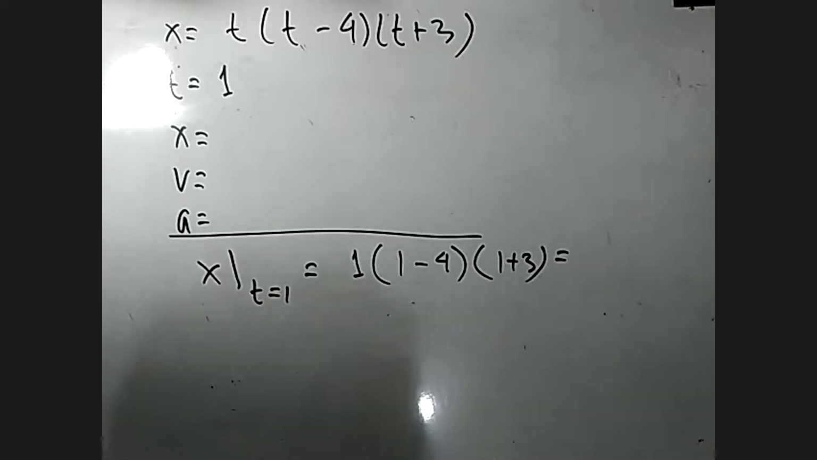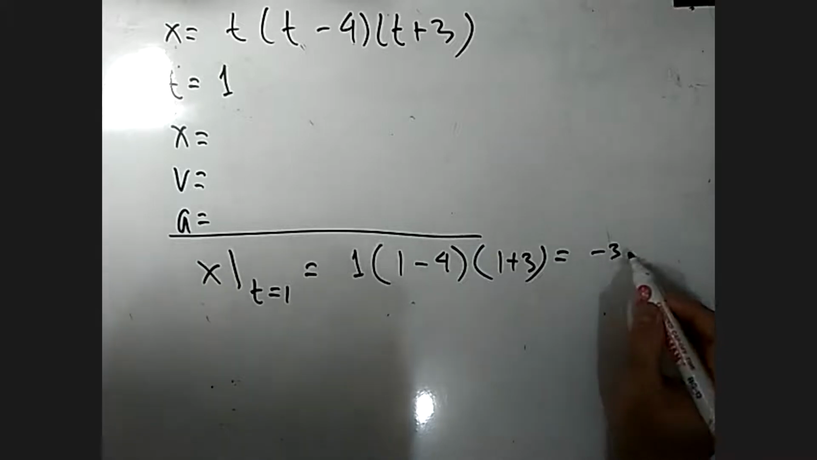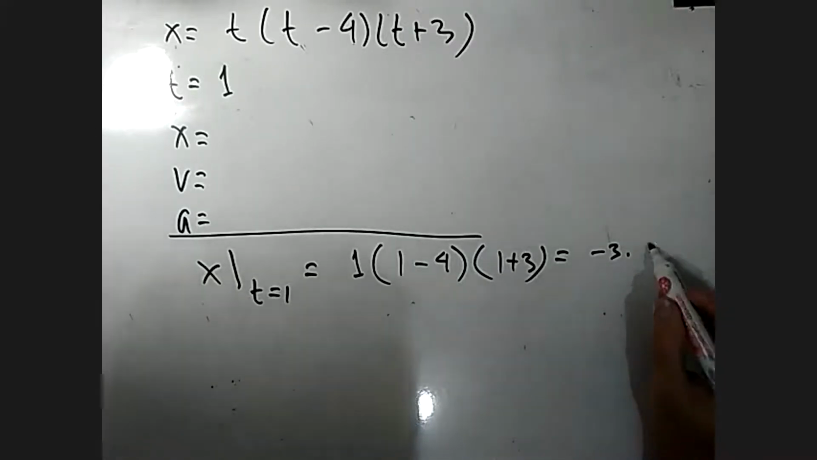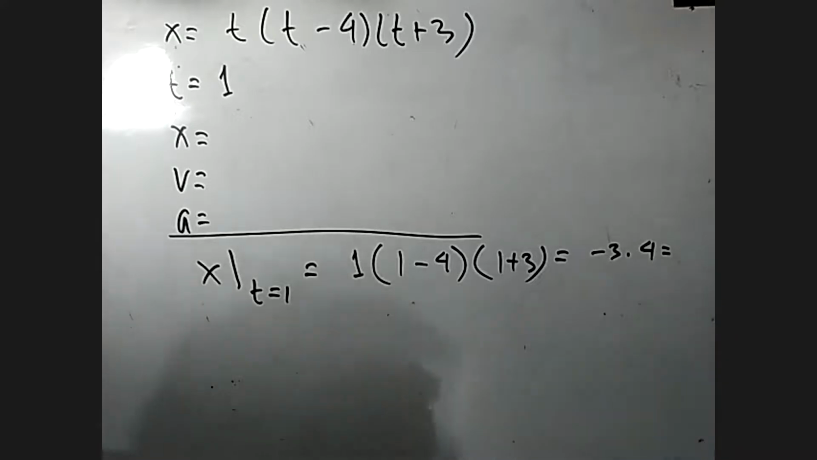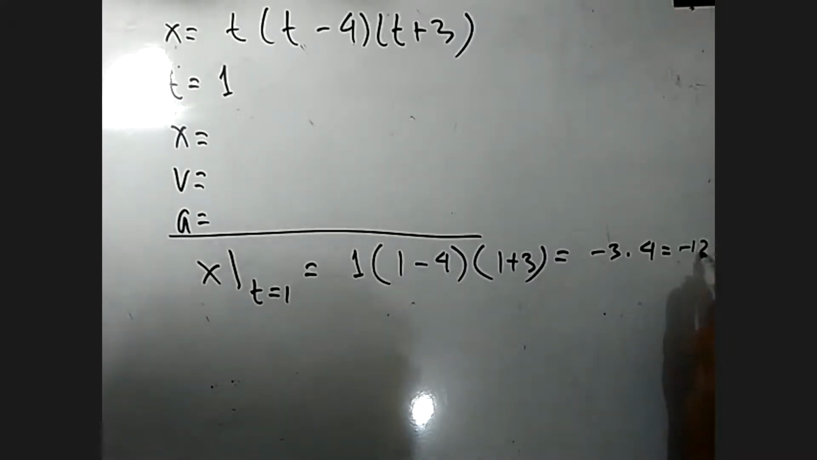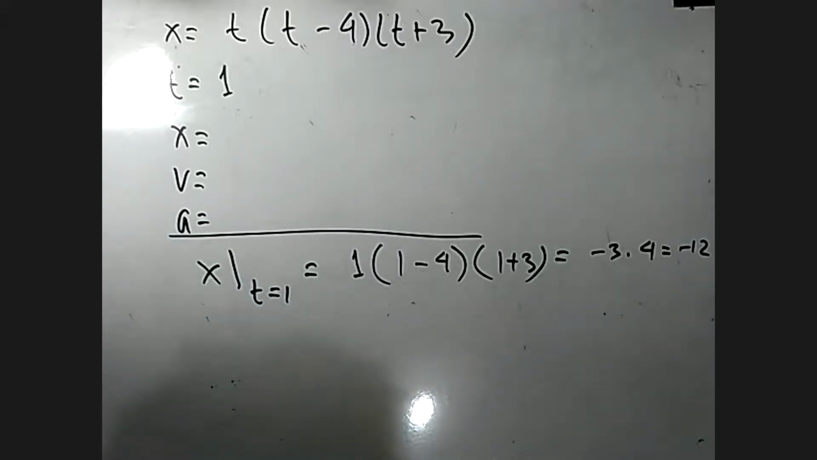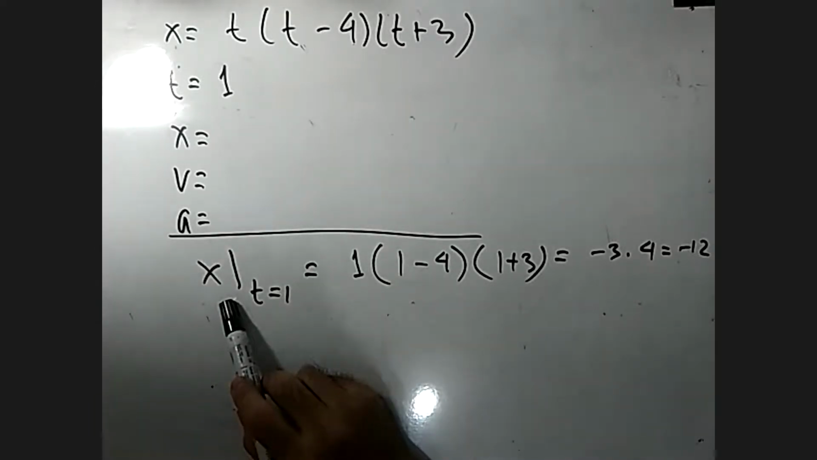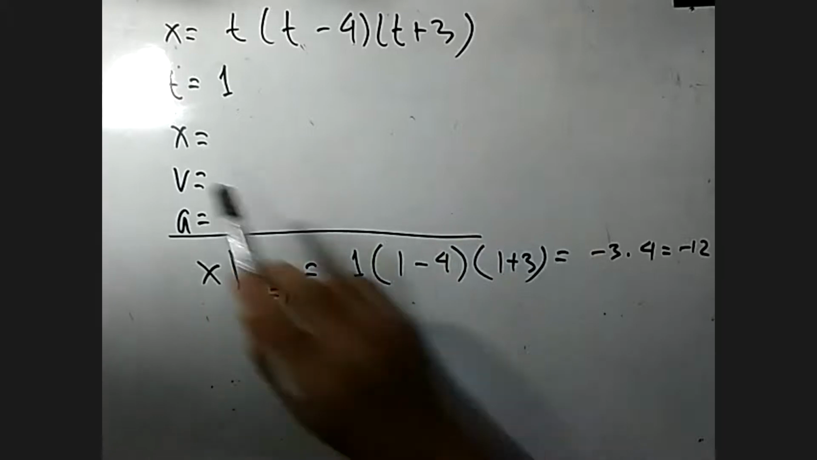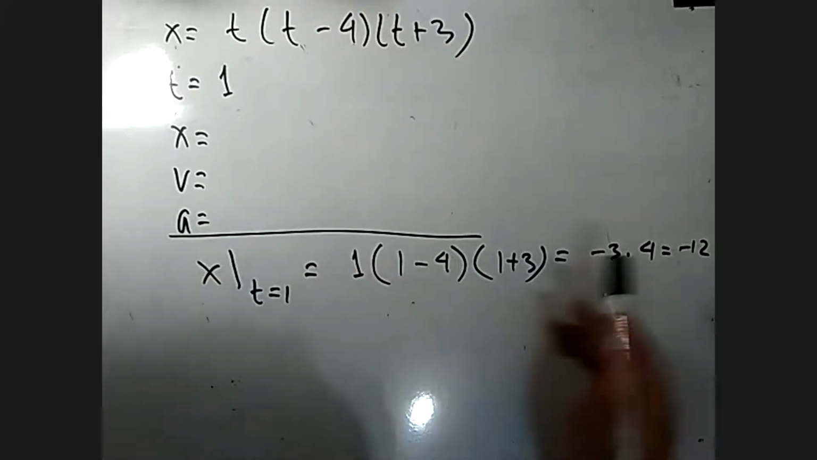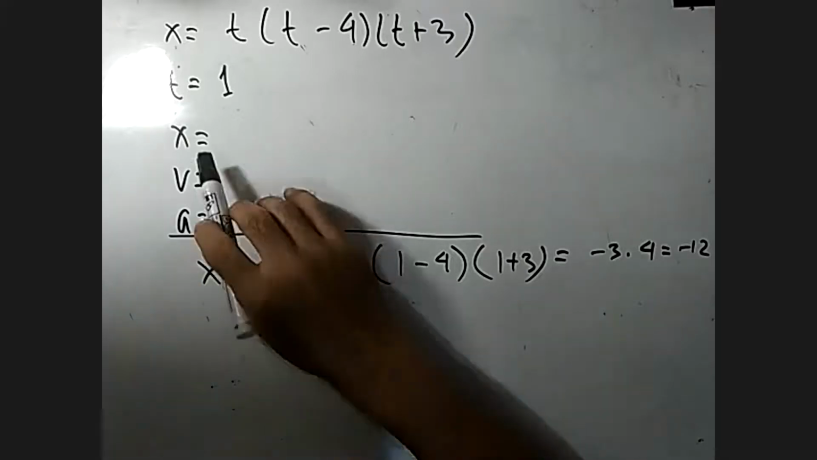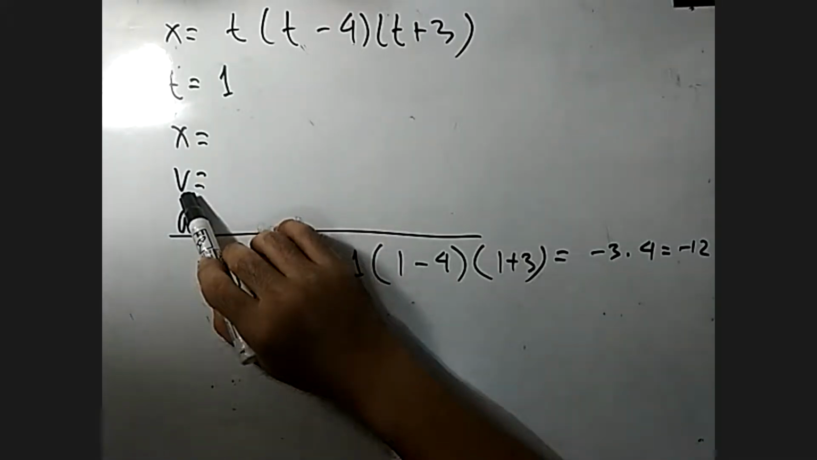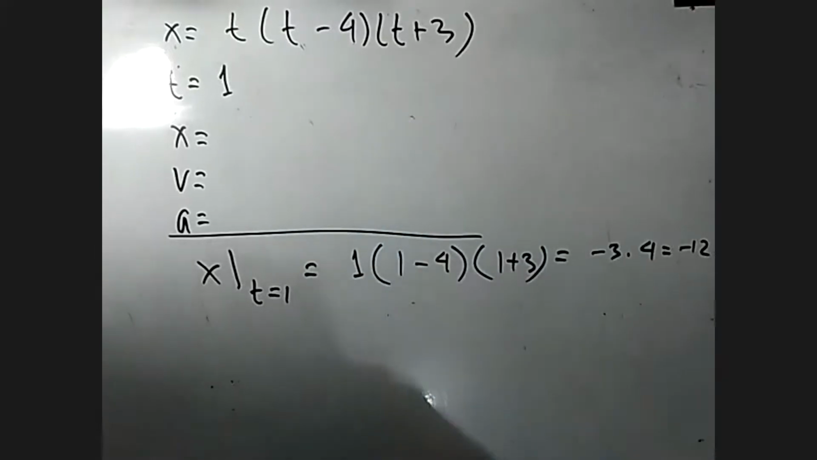Negative 3 times 4, negative 12. Okay, that's going to be negative 12. Now, it is easy to find this because you already have the formula. For V here, we don't have the formula yet. So we must make the formula. How to make the formula for X? So for V, first we need to find the formula of X, but in polynomial form.